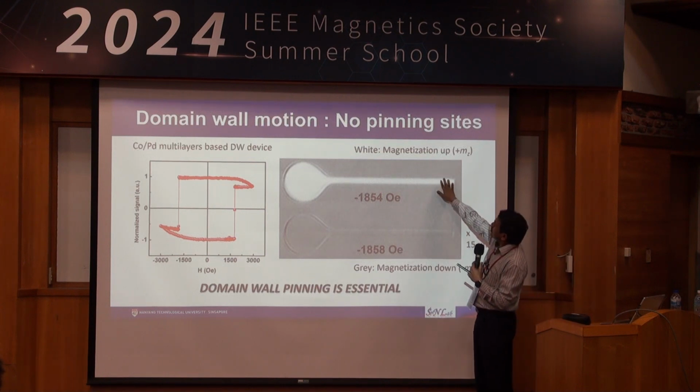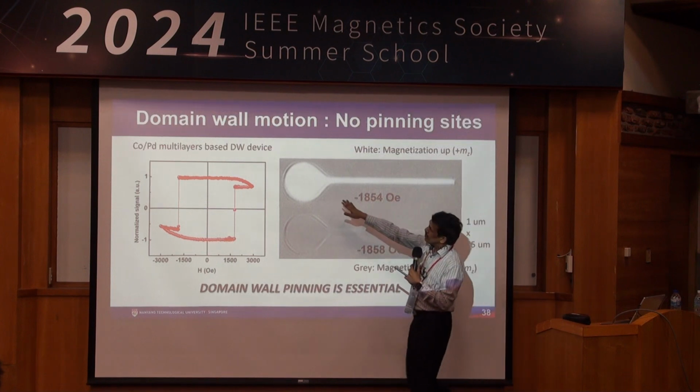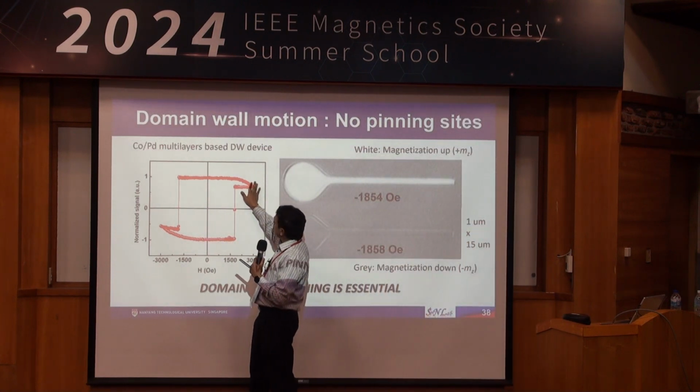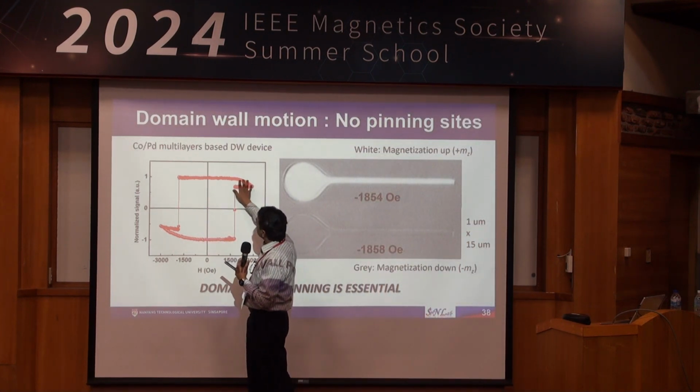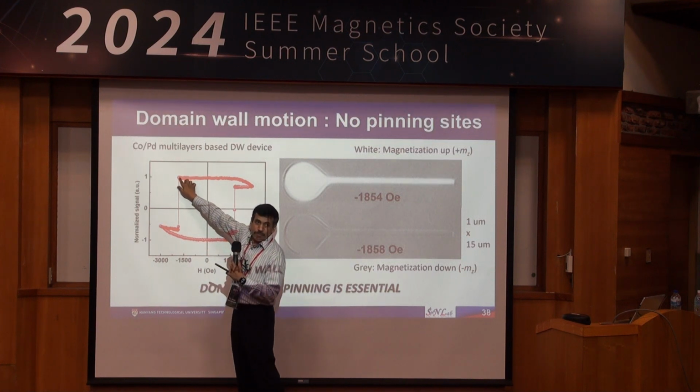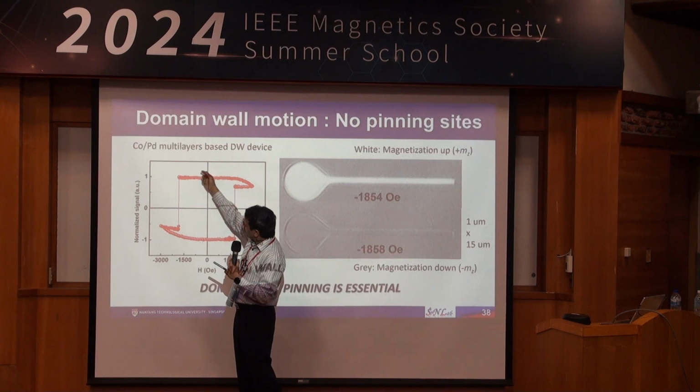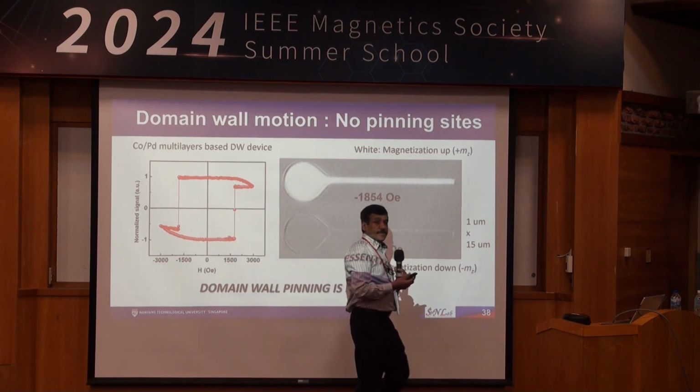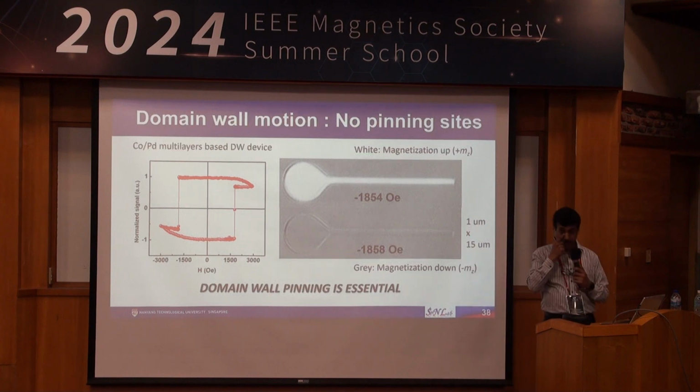This is still plus because we have saturated and we have not reversed the magnetization. So this state continues until this point, so the magnetization is up. When I change the magnetic field slightly, it goes from up to down. So you're talking about that transition point? Yeah, it goes up to down.